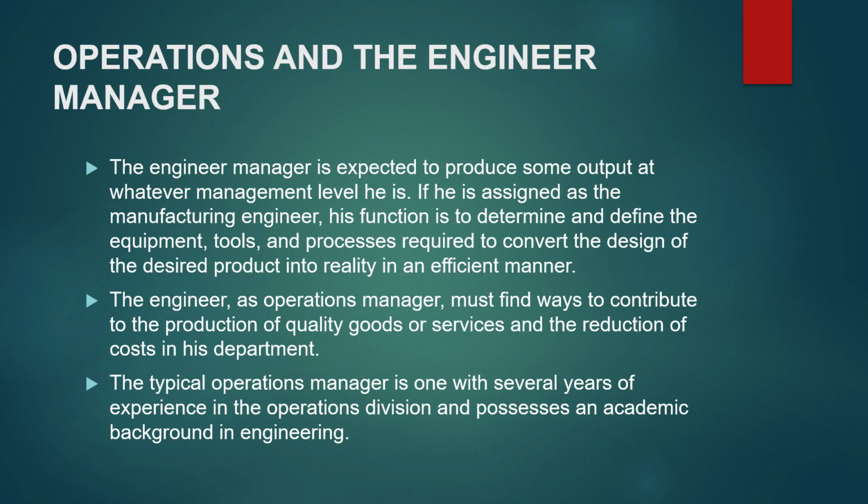Operations and the engineer manager. The engineer manager is expected to produce some output at whatever management level he is. If he is assigned as the manufacturing engineer, his function is to determine and define the equipment, tools, and processes required to convert the design of the desired product into reality in an efficient manner. The engineer as operations manager must find ways to contribute to the production of quality goods and services and the reduction of costs in his department.